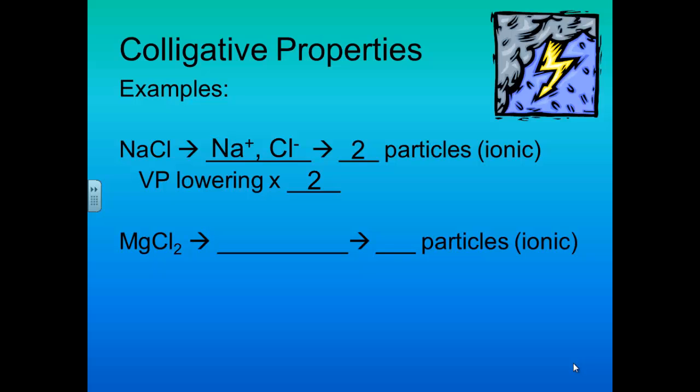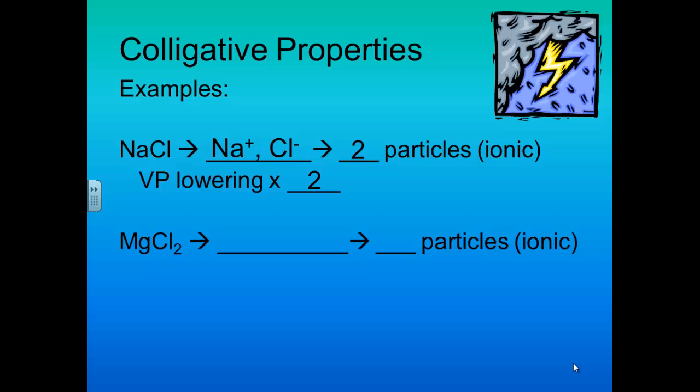How might we know that? Because ionic compounds usually are made of what kinds of elements? Metals and nonmetals. If you have one of each, metal and nonmetal, chances are that compound's ionic. So we've got magnesium and we've got chlorine, metal and nonmetal, that's ionic. That means this whole compound's going to come apart if we put it in water.